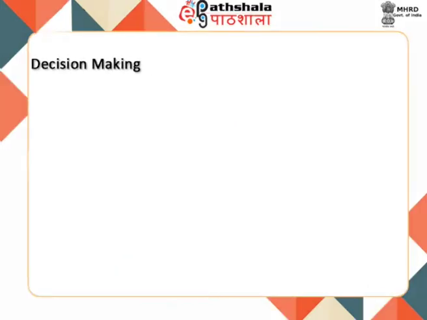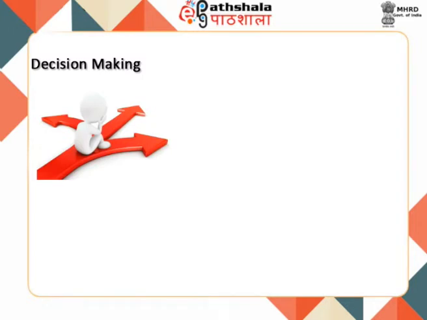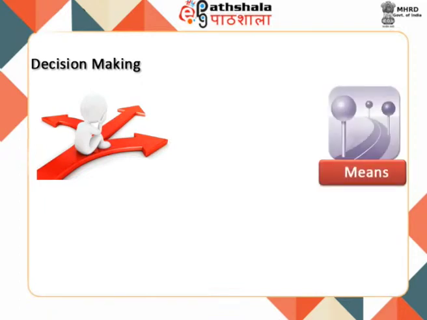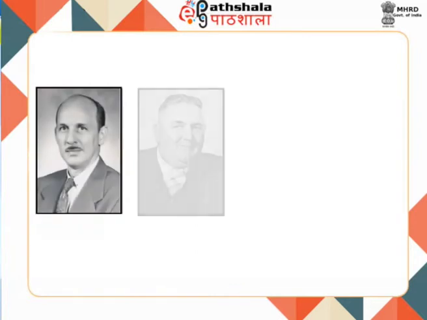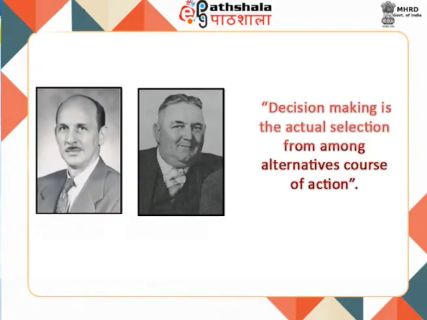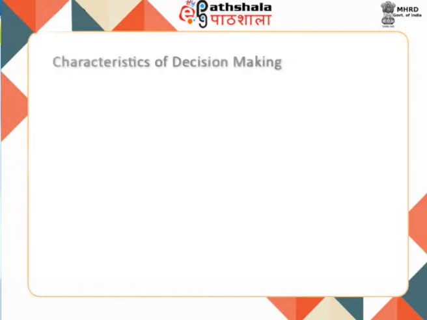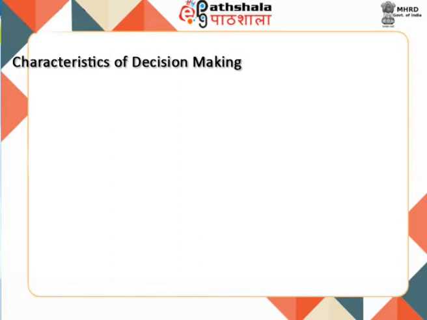Let us begin with the concept of decision making. To decide is to select an alternative out of various alternatives. A decision may relate to an end or means or both. Decision making is in the form of planning. According to Coons and O'Donnell, decision making is the actual selection from among alternative courses of action. Let us now discuss the basic characteristics of decision making.